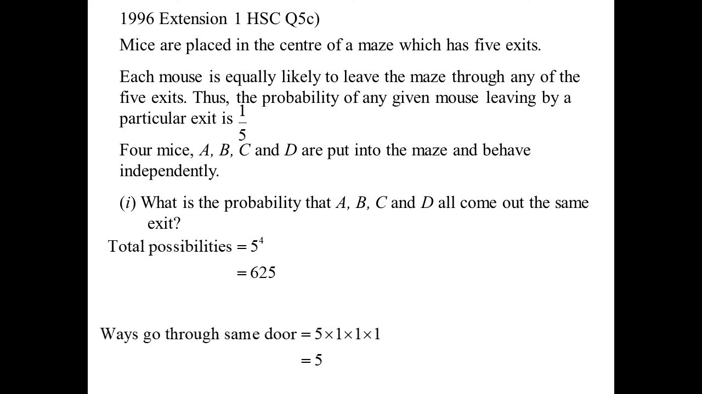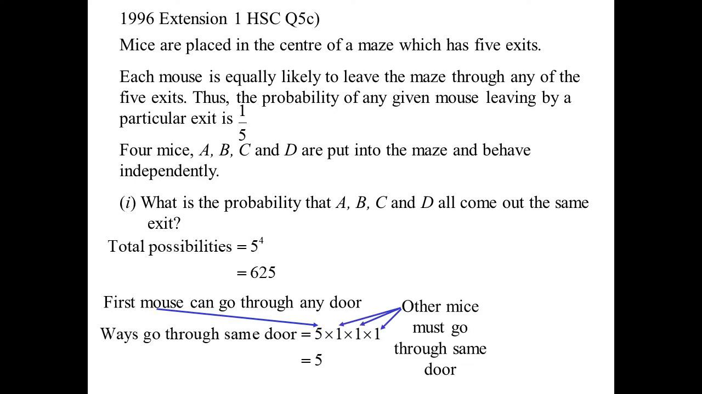But now how many ways going through the same door? So here's the mice, they're in there. Right, first mouse has 5 choices. Second mouse, 1 choice, because it wants to go through the same door. Third mouse, 1 chance. Fourth mouse, 1 chance. So all up, 5 chances. Thus, the probability that they all use the same exit is 5 in 625, which simplifies down to be 1 in 125.